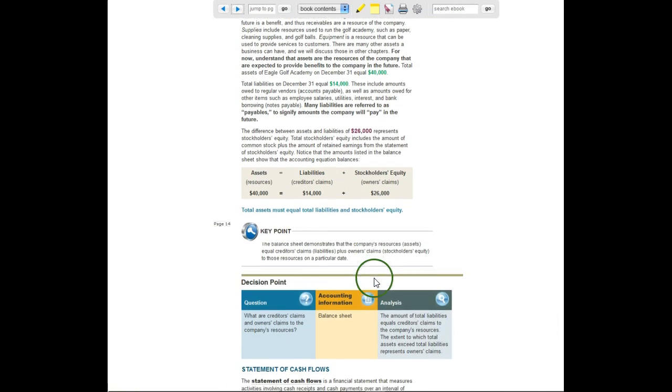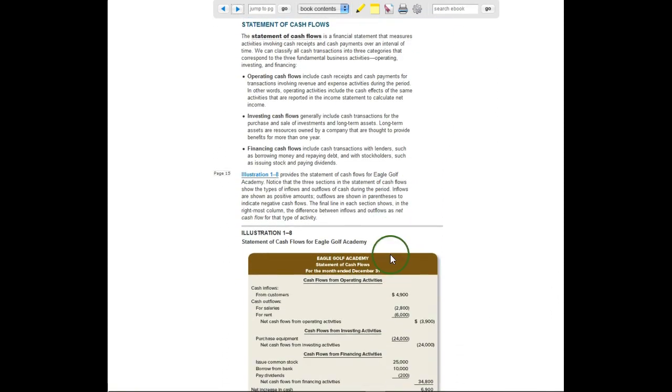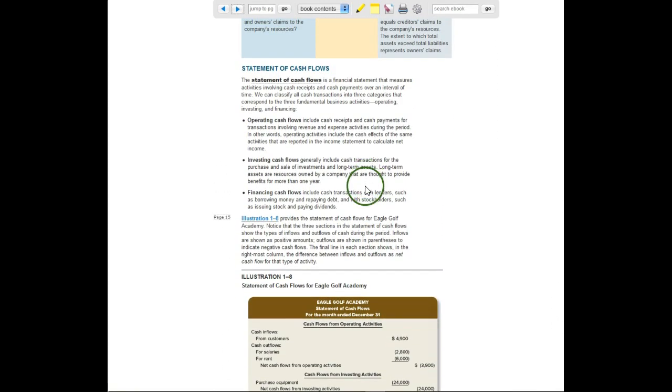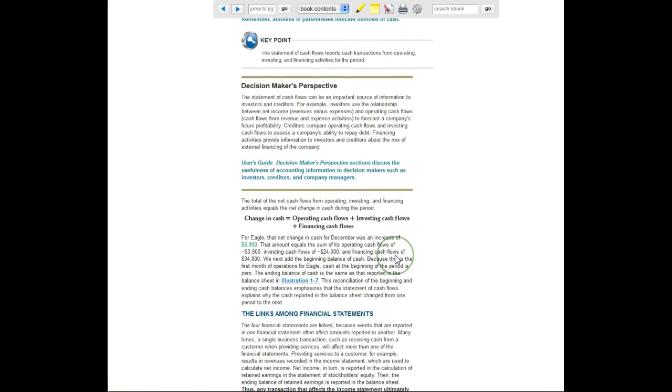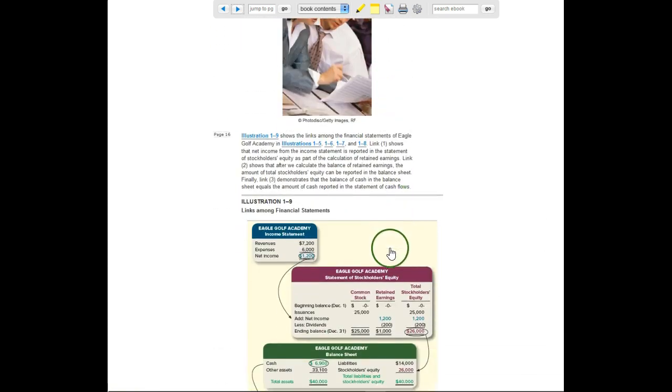Let's see what else we have down here. So again, balances, statement of cash flows. Again, don't worry about this. It does show you where your cash came from during the year, or the month in this case, and where it went. There are 3 sections: operating, investing, financing. Don't worry about this. We have an entire chapter later on that talks about the cash flow. So we can skip this.